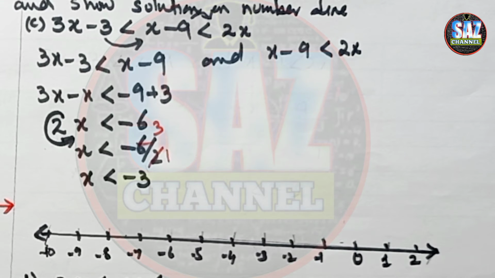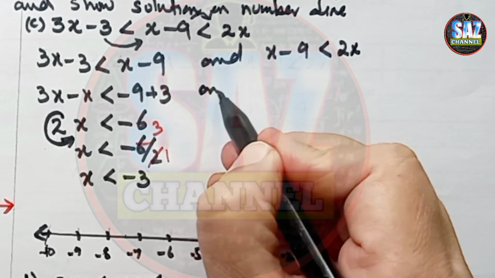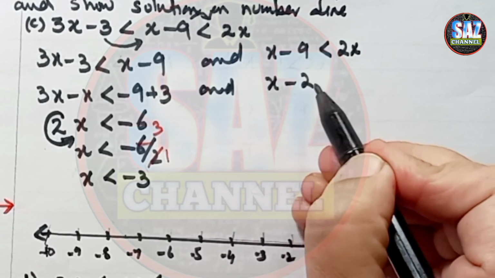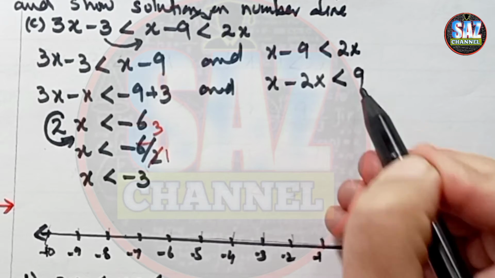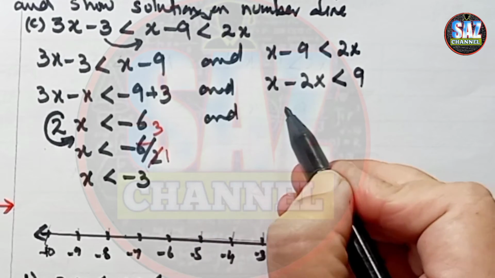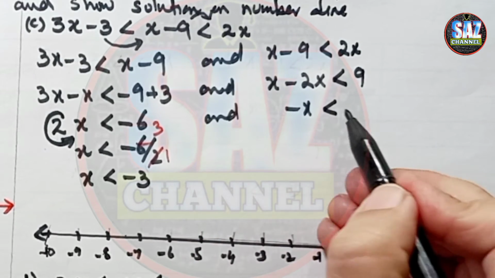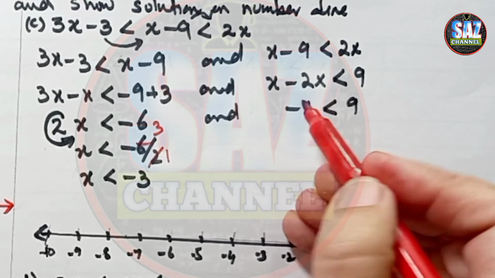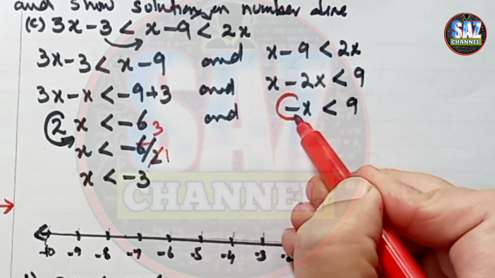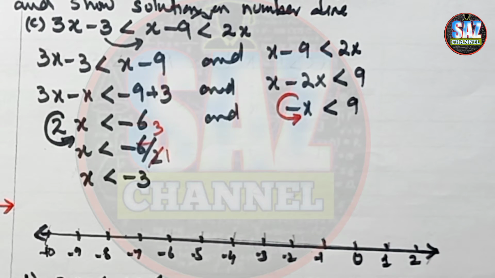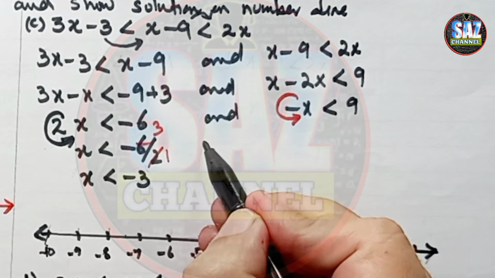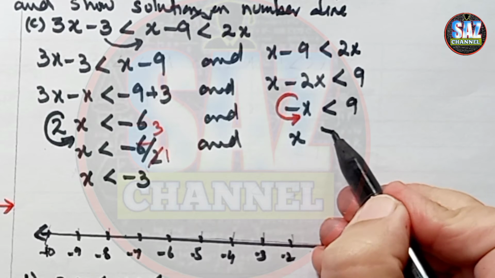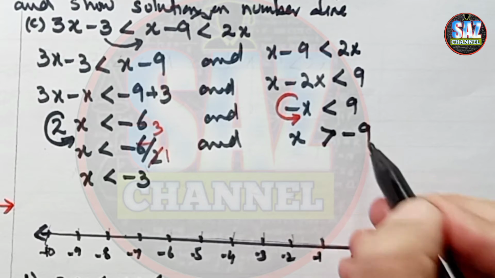And now let's go to the second part of the question and shift 2x to the other side. x minus 2x is less than 9, and minus x is less than 9. Now I need to get the value of x, and x has a negative sign. In order to make x positive, I have to shift this minus sign to the other side, and do not forget to reverse the direction of the inequality: x greater than minus 9.